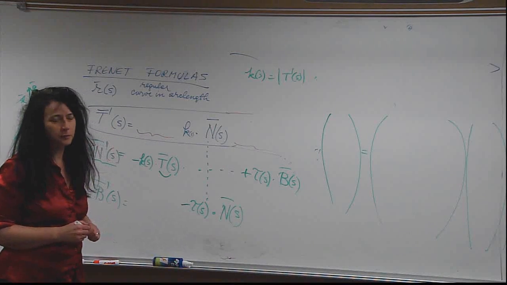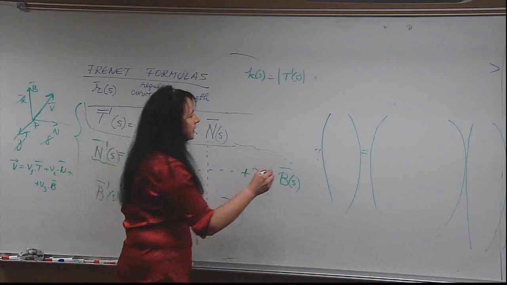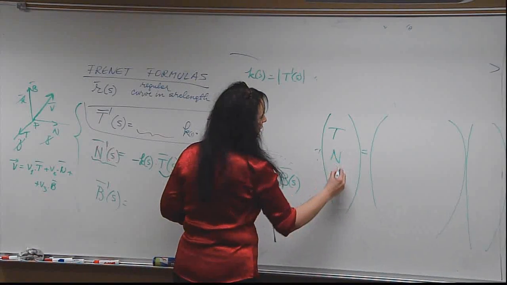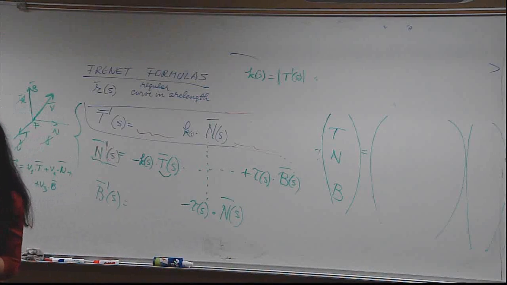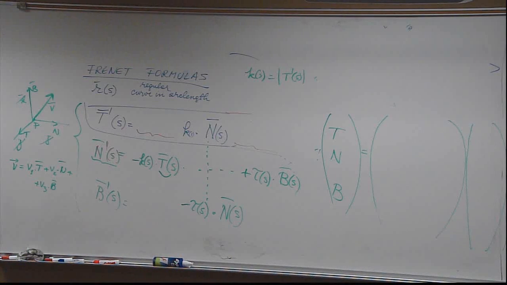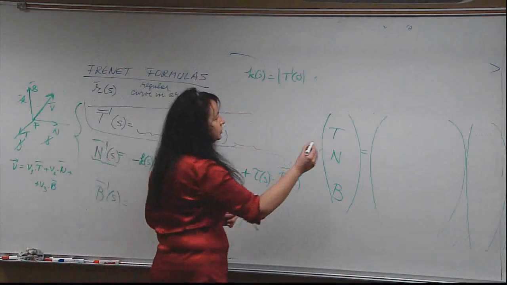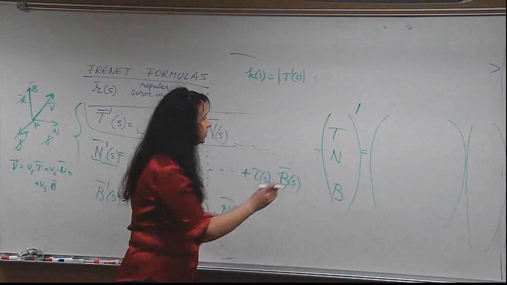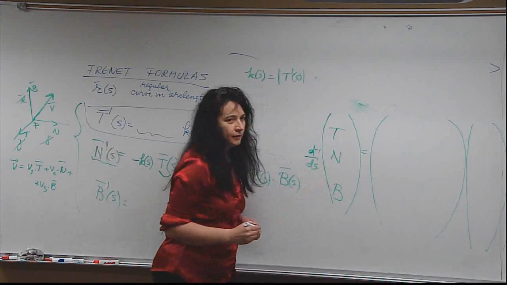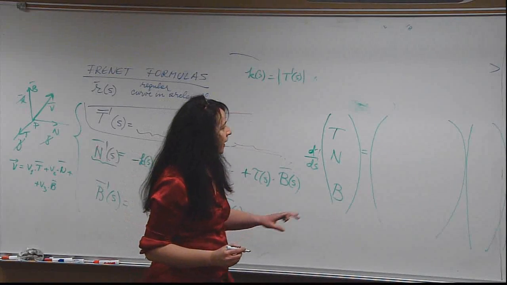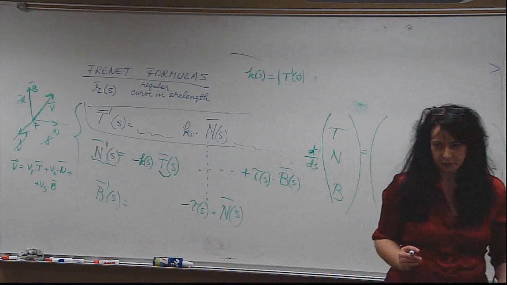Can anybody help me? So T, N, and B is the magic triple. T, N, and B are the 3 musketeers who are all orthogonal to one another. And then I do the derivative with respect to S. If I want to be elegant, I'll put d/ds. How am I going to fill in this matrix?